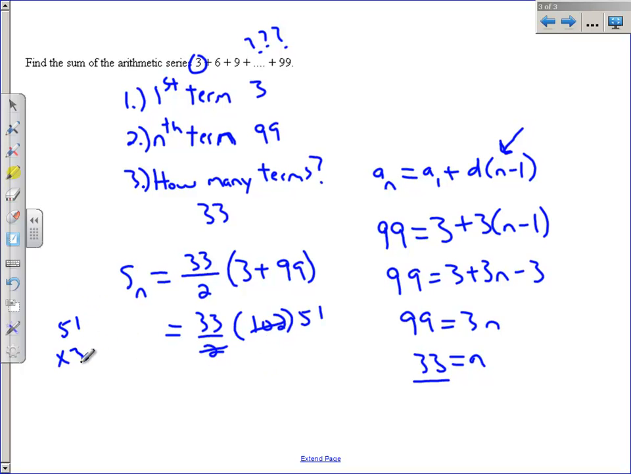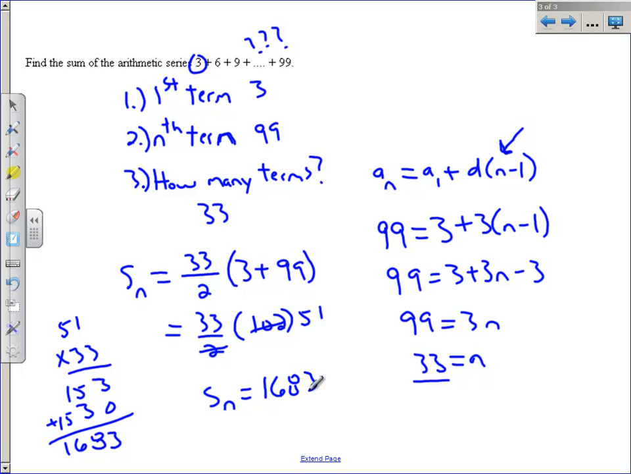So let's see if we can do this old school. 3 times 1 is 3, 3 times 5 is 15, put a 0 placeholder, 3 times 1 is 3, 3 times 5 is 15. Let's see what we get. 3, 8, 6, 1. So the summation is 1,683. That's all there is to it.